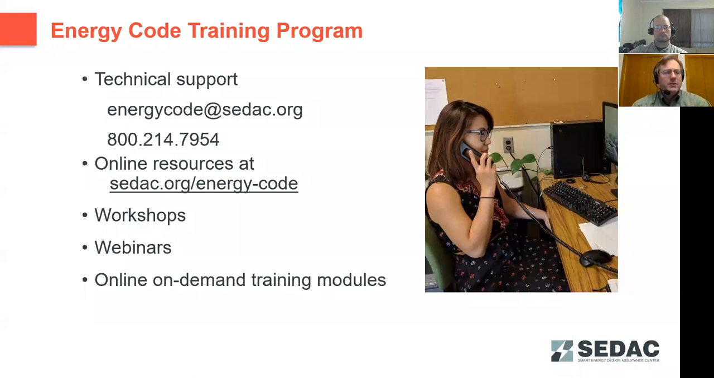As far as our technical support, we do provide technical assistance for the Illinois Energy Conservation Code, available for anyone involved with projects across the state of Illinois. So that could be building owners and occupants, design professionals, code officials, and anyone else involved with projects here in the state. So if you do have questions, we would encourage you to please go ahead and email us, energycode@sedac.org. Also have an 800 number if you need immediate assistance.